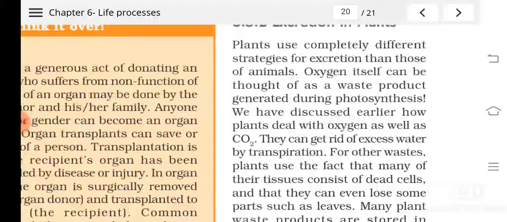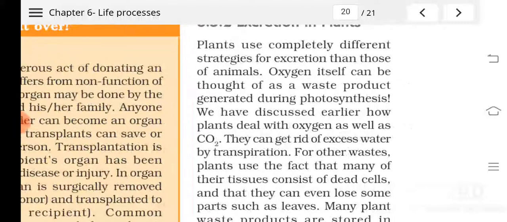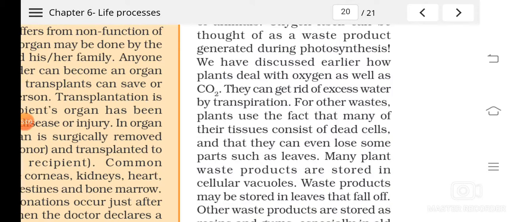Now let's see whether plants need to excrete waste materials. Yes, plants also need to excrete waste materials, but when compared to animals, the rate of excretion in plants is less. Why? Because the metabolic rate is also less in plants when compared to animals, isn't it? What are the major waste materials produced in plants? Carbon dioxide, water vapor, oxygen, etc.